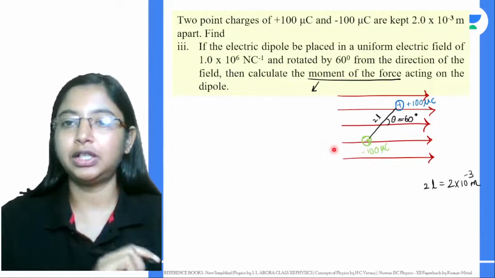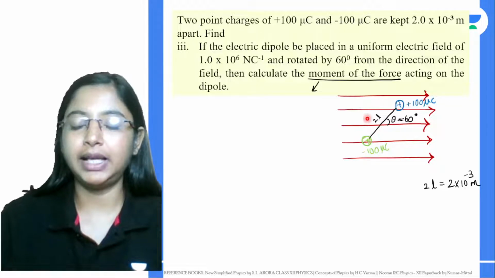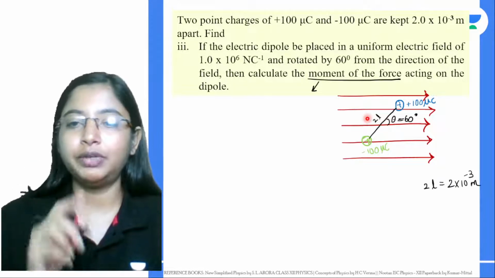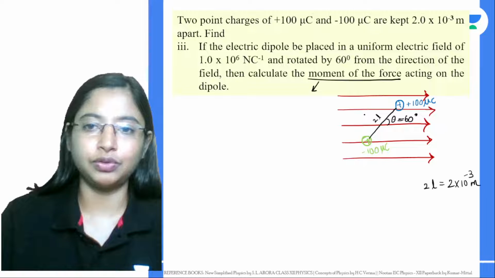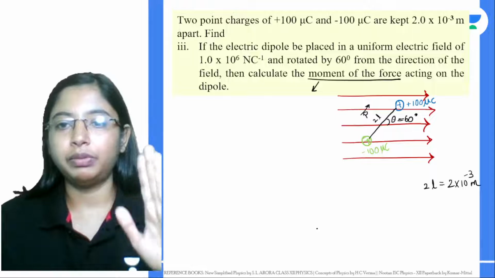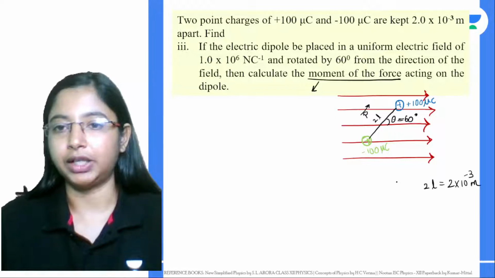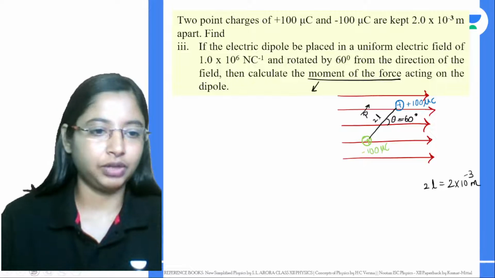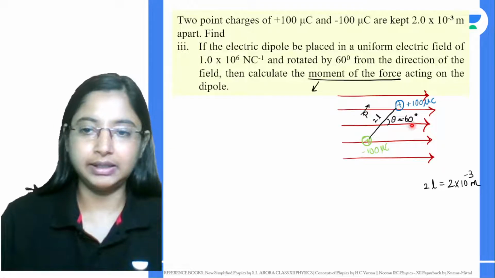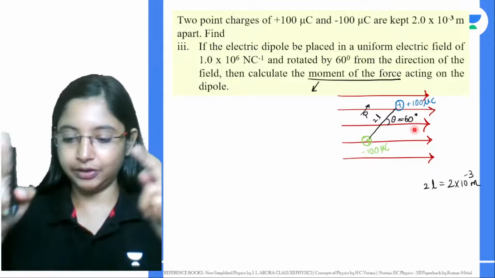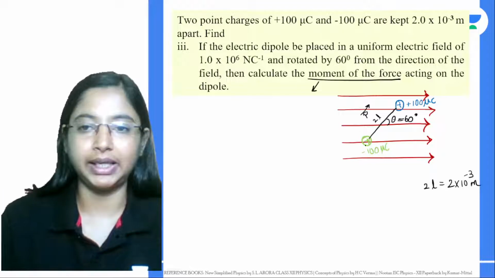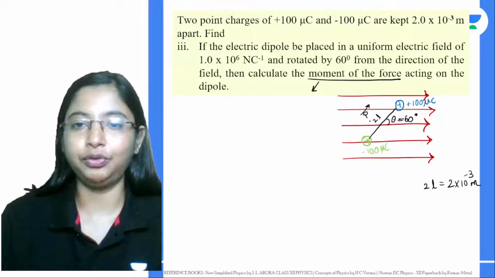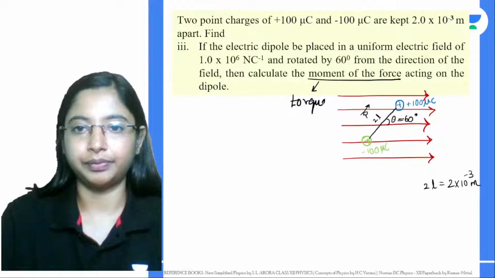Which direction it will turn depends on the electric field. The electric dipole moment always goes from the negative to the positive charge, and it will always want to align itself with the electric field. So the dipole starts rotating in this direction. When you keep an electric dipole in an external uniform electric field, it will experience a torque.